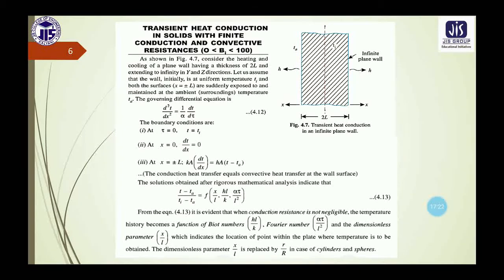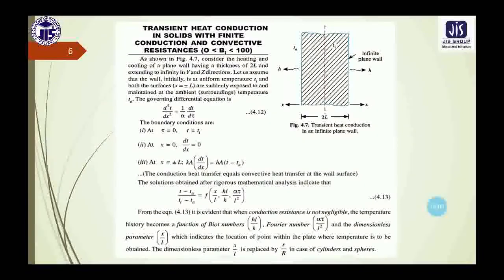Now, if we put all these boundary conditions in the governing differential equation, then after some rigorous mathematical analysis, we will get equation 4.13, that is (T minus Ta) divided by (Ti minus Ta) equals a function of x by L, then hL by k, and alpha tau by L square. So what are these? That means, what we are getting is that the conduction resistance is not negligible.